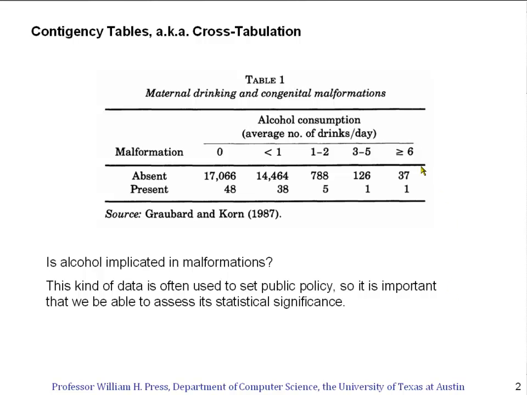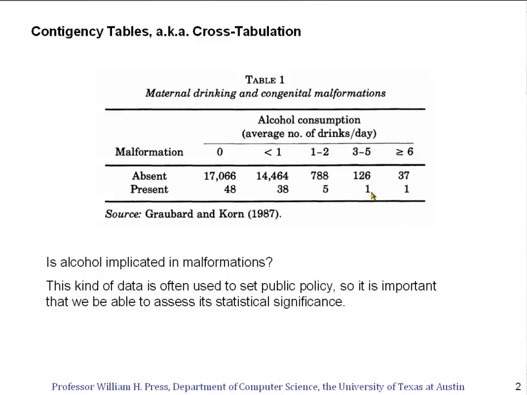Let's just look at what the numbers are. If we go all the way up here to the pregnant women who had 6 or more drinks a day, imagine that, we see that there was 1 malformation and 37 in which the babies were normal. So that's 1 part in 37. Now if we come all the way down here to 0, well, let's do the numbers roughly. We have 50 out of 17,000. So that's about 1 out of 340, which is certainly a much smaller percentage than 1 out of 37.